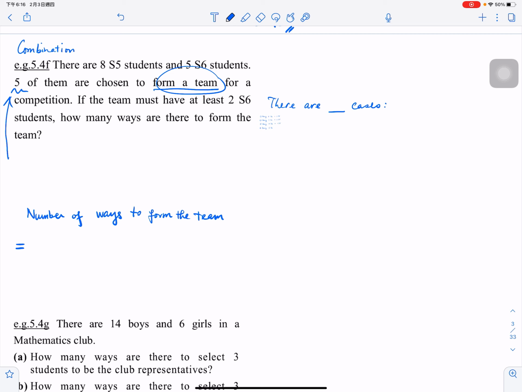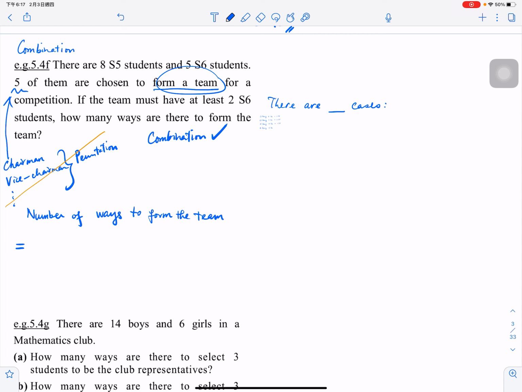Because the question hasn't told you that you need to choose a chairman, a vice chairman, or any other position like treasurer, that means no need to think about permutation. If we had that, then you would need to think about the permutation. However, this time, no, just choose 5 of them to form a team. So you just find the combination only.